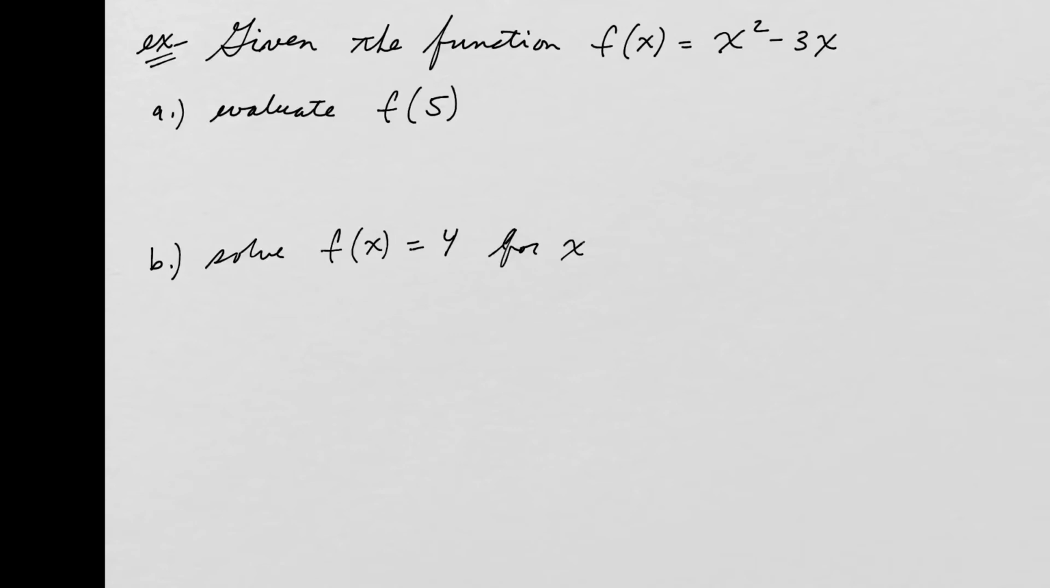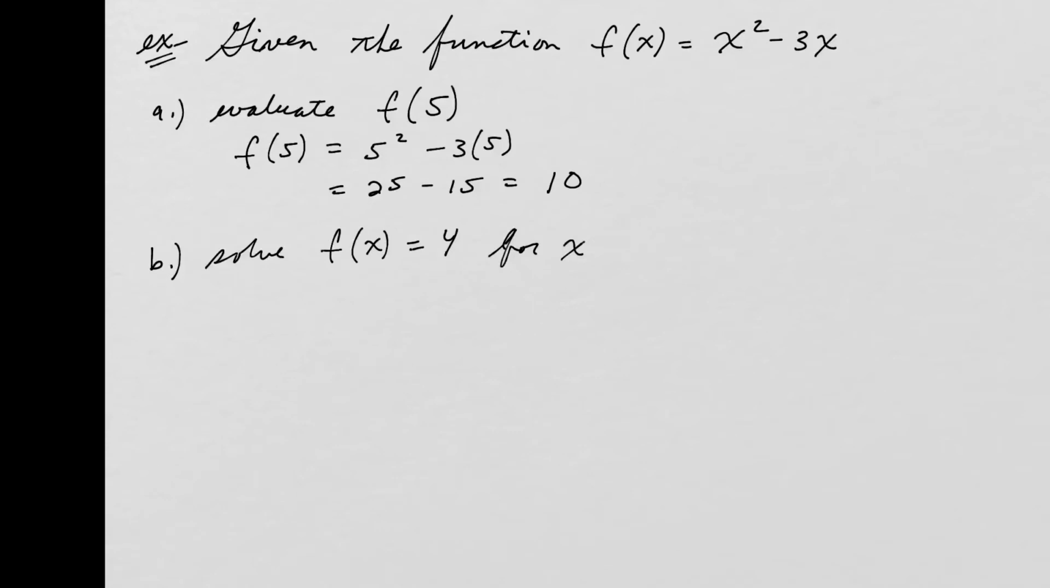Okay, well, the first question is pretty straightforward, right? If I want to find f of 5, this is saying when my input is 5, what is my output? So I go to the function where I have an x, I'm going to plug in a 5. And then I just expand it out using order of operations correctly. So I would square, right? 5 squared is 25, minus, and then do that multiplication next, 15, and that is equal to 10. So f of 5 is just equal to 10.